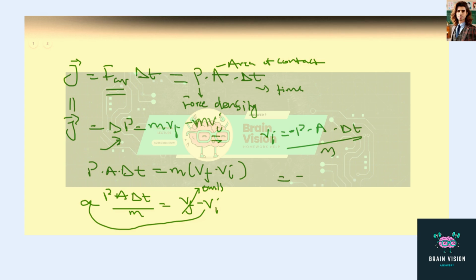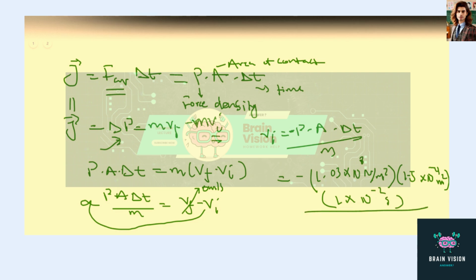The force density is 1.03 times 10 to the 8 Newton per meter squared. By the way, the force density looks like pressure, even the units are the same. Times the area, 1.5 times 10 to the negative 4 meters squared, and then the time, which is 1 times 10 to the negative 2 seconds. All that has to be divided by the mass of the guy skating, which is 70 kilograms. If you simplify that, you get negative 2.21 meters per second. So that's the velocity needed.